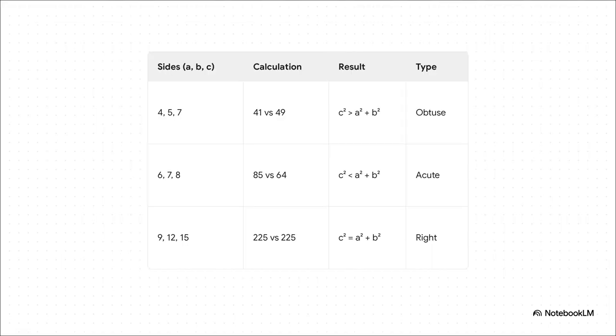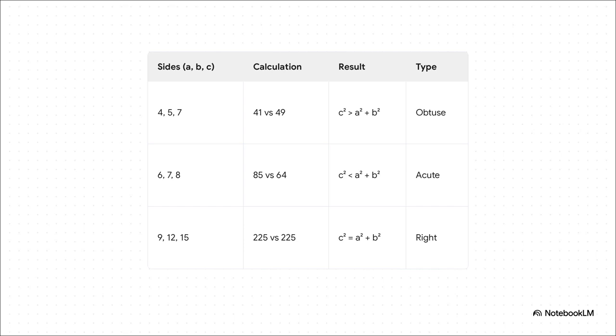Let's try it out with a few examples. For a 4, 5, 7 triangle, we compare 41 to 49. c squared is bigger, so it has to be obtuse. For a 6, 7, 8 triangle, we're comparing 64 to 85. This time c squared is smaller, so it's acute. And how about 9, 12, and 15? Well, 225 equals 225. It's a perfect match, which confirms it's a right triangle.